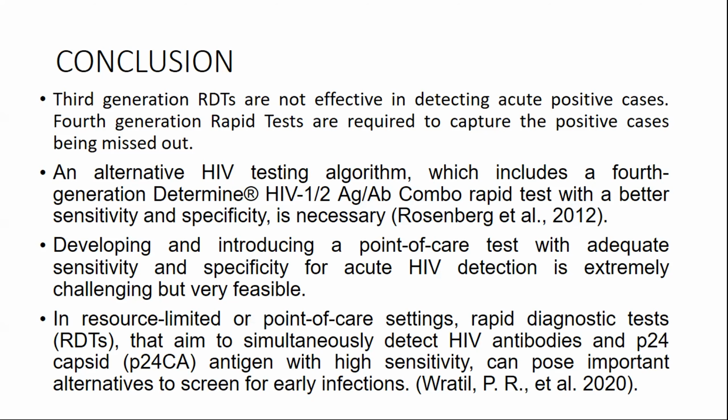Developing and introducing a point of care test with adequate sensitivity and specificity for acute HIV detection is extremely challenging, but very feasible. In a resource limited or point of care setting, rapid diagnostic tests that aim to simultaneously detect HIV antibodies and the P24 antigen can pose important alternatives to screen for early infections.